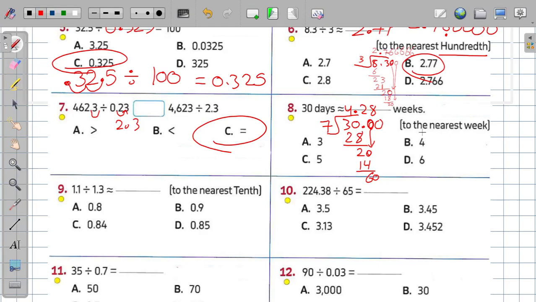But I wanted to round the quotient to the nearest week, or the nearest whole number. So I have 4 and the next digit is 2. So 2 is a weak digit, so I cannot add 1 to 4. So I think the rounding will be 4, or the result will be approximately 4.